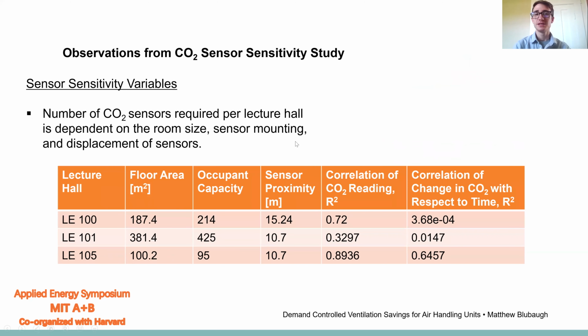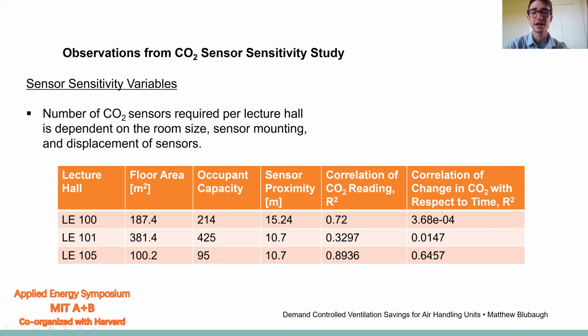And so to observe and conclude what we see from the CO2 data as far as what the sensitivity is, and what would be the best number of sensors for building operators to have installed when they're trying to do demand controlled ventilation for CO2. We see that for the smaller classrooms, LE100 and LE105, we have a better correlation in the CO2 readings as far as what each sensor is seeing. And then interestingly enough, this is not reflected in the change in CO2 with respect to time.